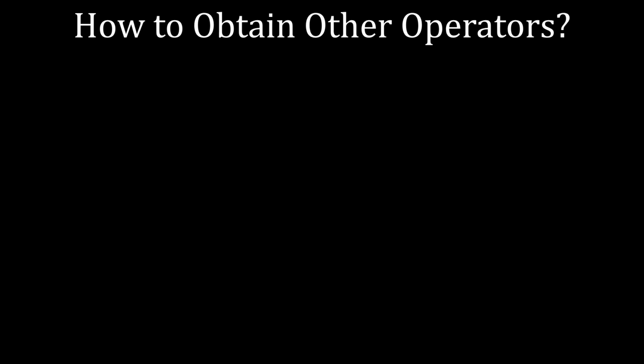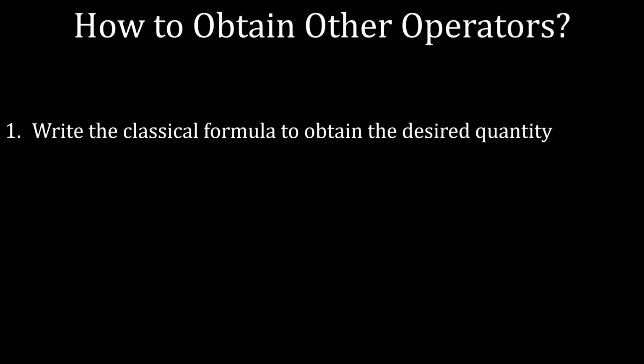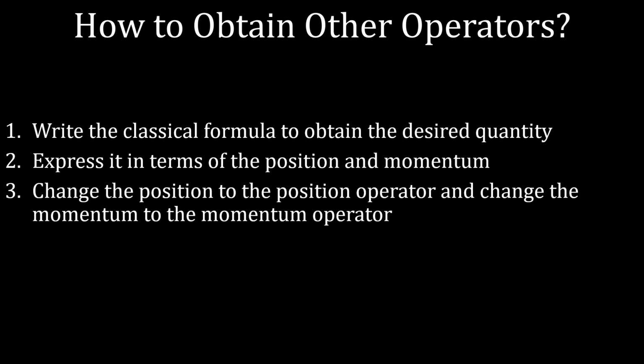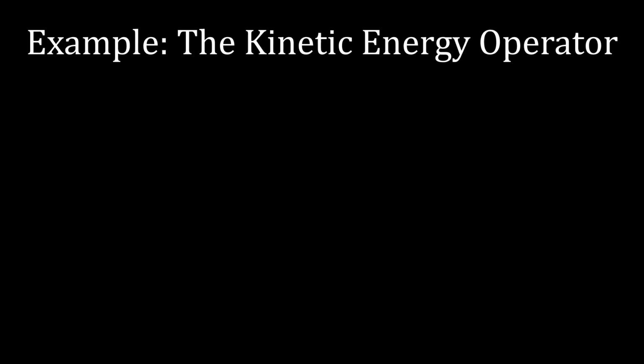So there's a few steps we're going to use for that. The first is we're going to write the classical formula to obtain the desired quantity. So that would likely be the formula you would learn in an introductory physics course, and we'll get a little bit more into that in a moment. And then we're going to express it in terms of position and momentum. And once we have it in position and momentum, we're just going to change from the position to the position operator and the momentum to the momentum operator. So to get these quantum mechanical operators, it just becomes a matter of writing in terms of position and momentum and then writing it as operators instead of the variables. So let's try an example of this.